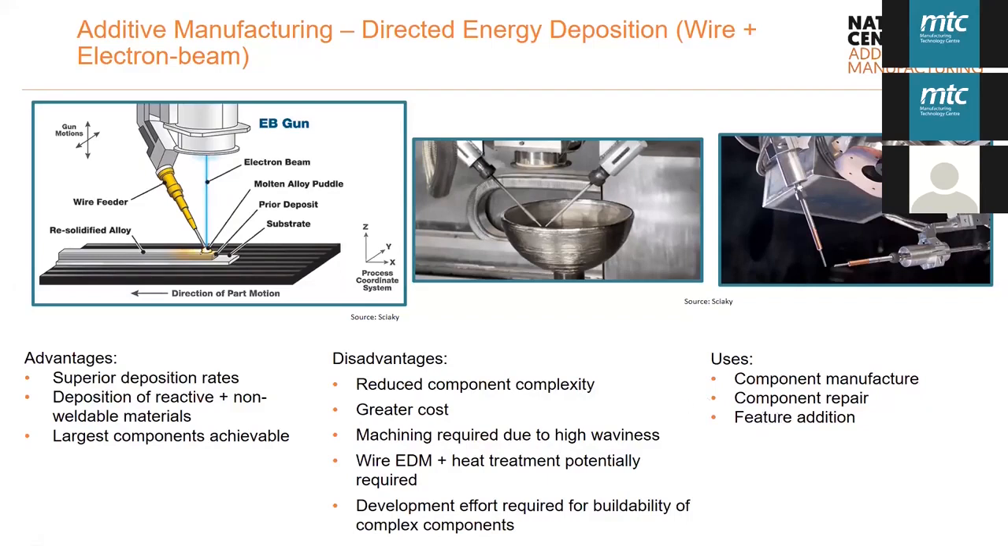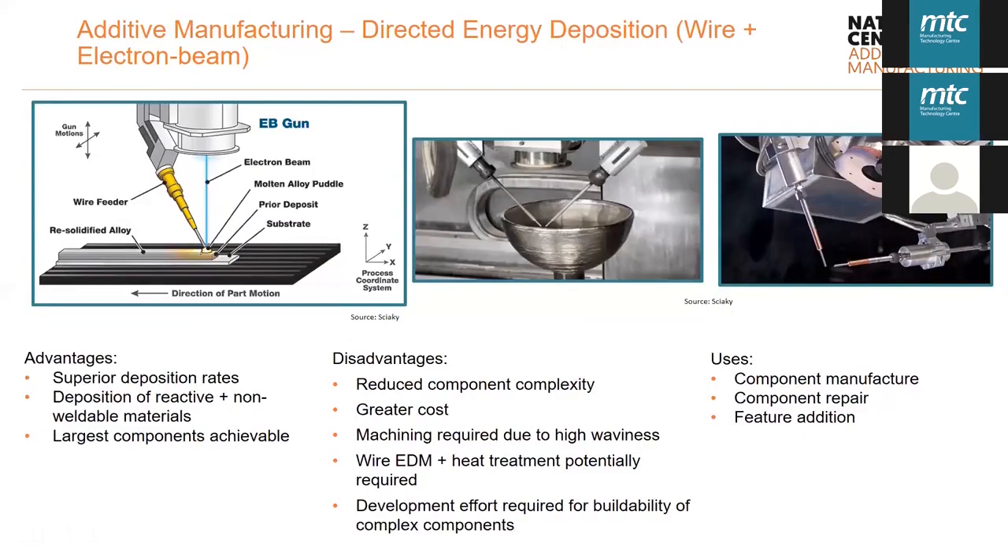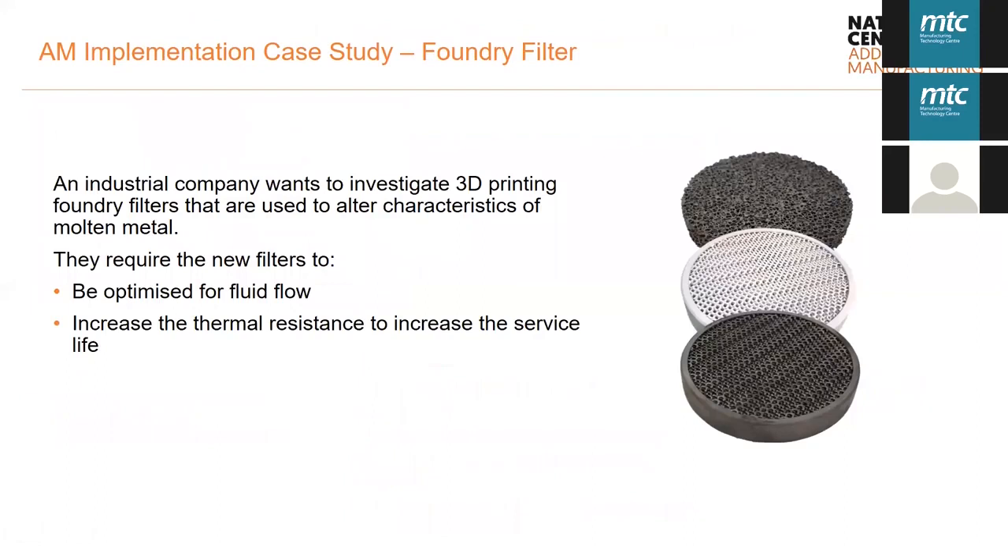So that sort of wrapped up the main AM processes that we're going to be investigating, looking at the advantages, disadvantages and use cases for. What I'm going to do is highlight an AM implementation case study, so it gives you a bit of an overview of what the journey to AM adoption looks like and what the steps are. In this case, we had an industrial company that wanted to investigate 3D printing to manufacture foundry filters.